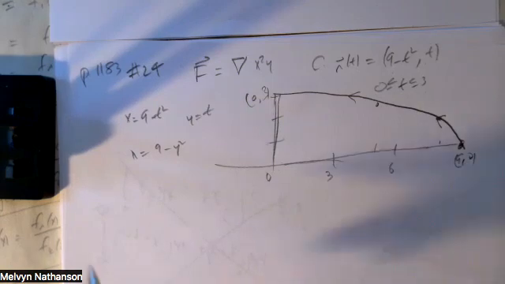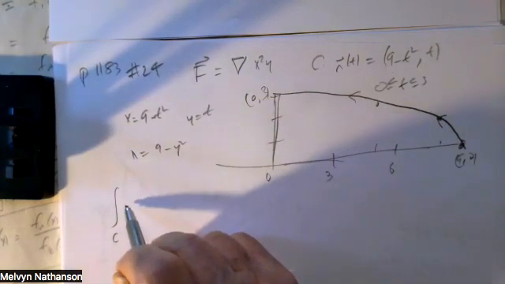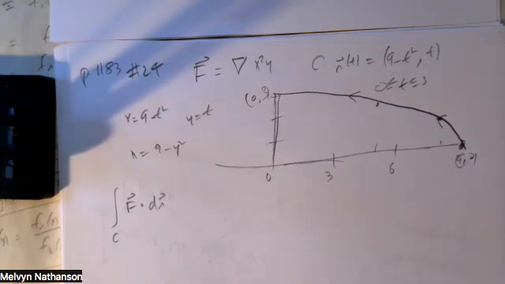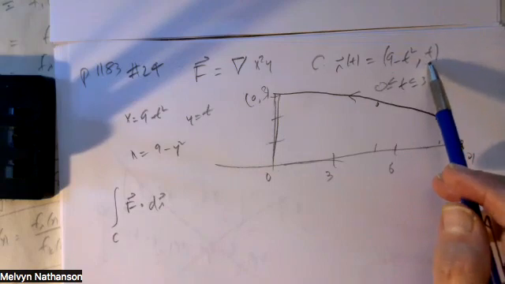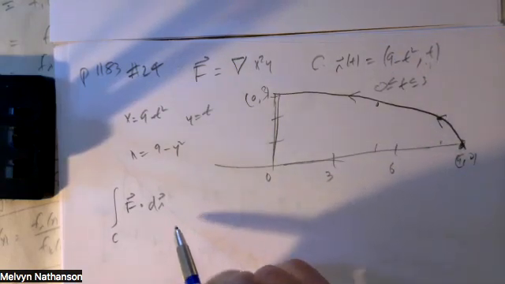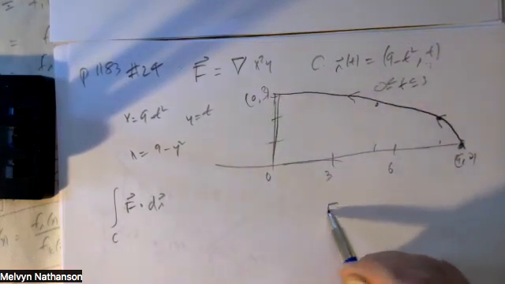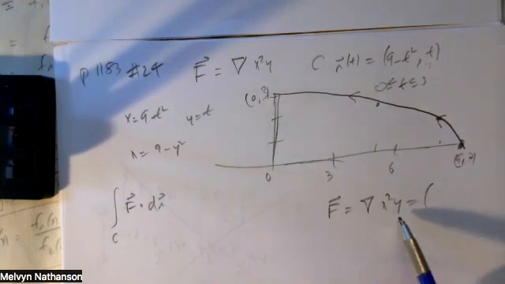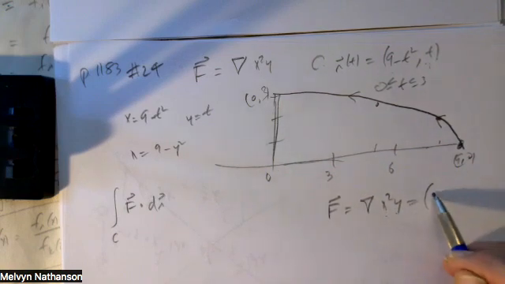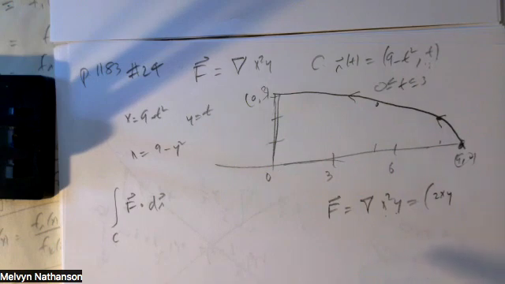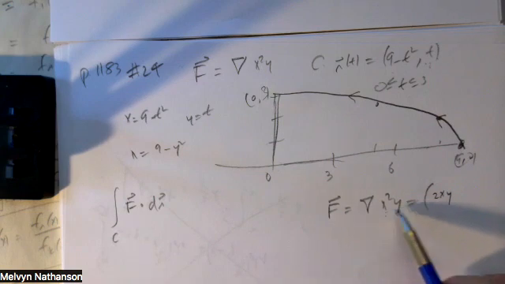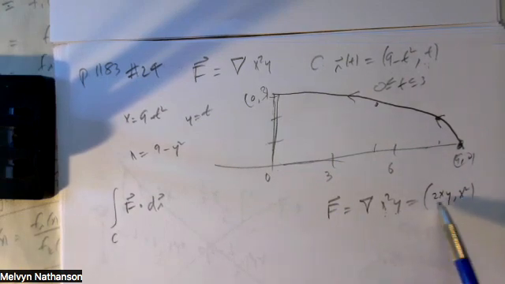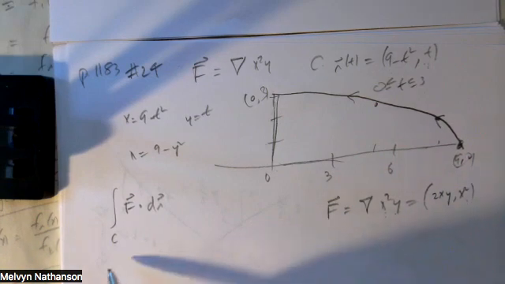And we want to calculate the integral along this curve of F dot dr. Let's do it the hard way by parametrizing C. Here C is parametrized. So what is F? F is the gradient of x squared y. So this is a vector field. The partial derivative of x squared y with respect to x is 2xy. The partial derivative with respect to y is x squared. So F is the vector field 2xy, x squared. So this is going to be an integral.